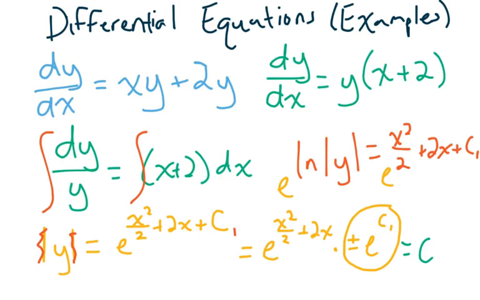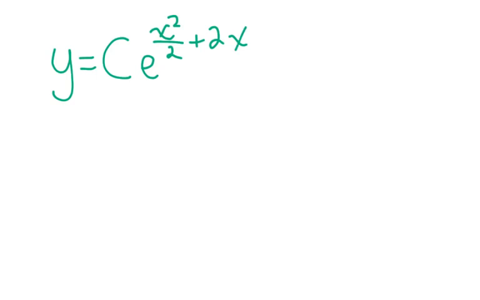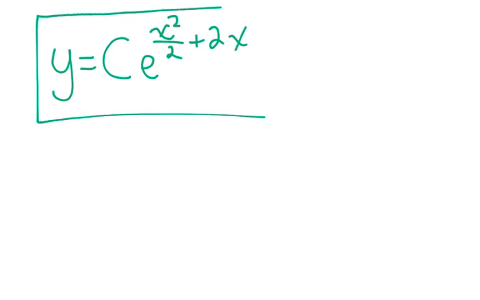So let me just write that down. So y equals, actually let's put the c first. So y equals c times e to the x squared over 2 plus 2x. And that's our family of solutions to the differential equation.